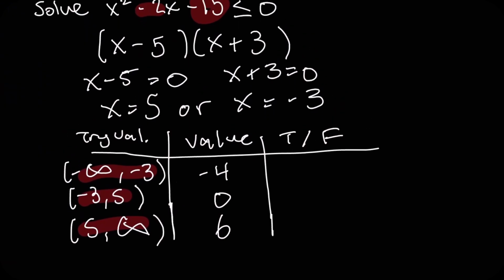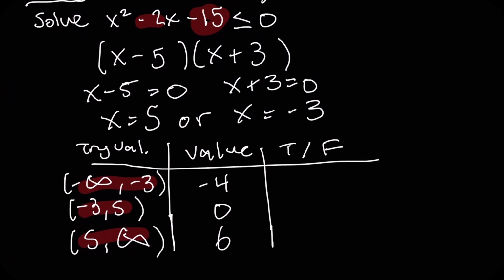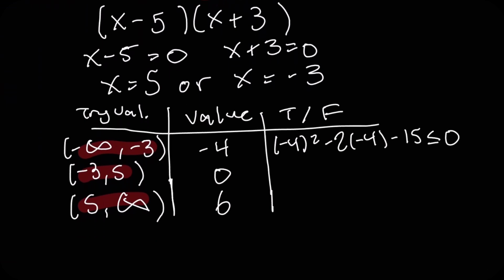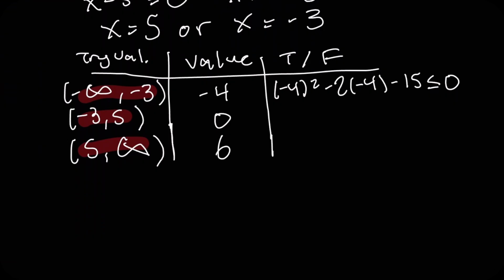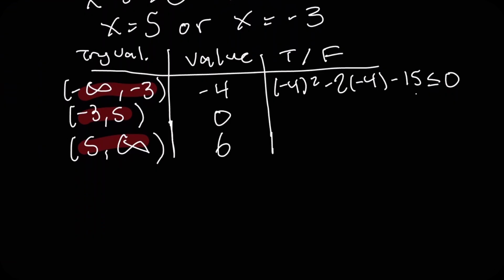So let's go ahead and plug this back in. Negative 4, just plug it back into your original equation. Negative 4 squared minus 2 times negative 4 minus 15, and see if that's less than or equal to 0. That will give us, in this case, a 9 is less than or equal to 0, which does not make any sense. So that negative infinity to negative 3 is not going to be a solution that we want to include in our notation here. Let's go ahead and try 0.